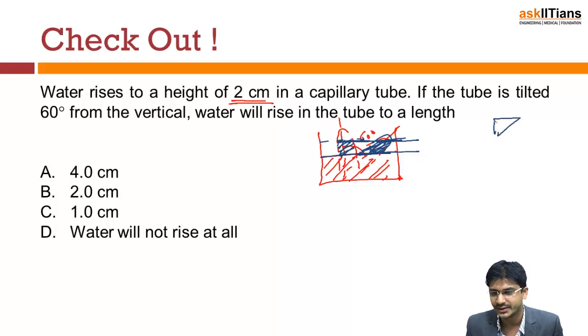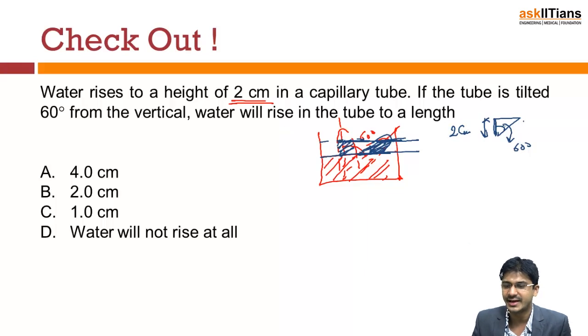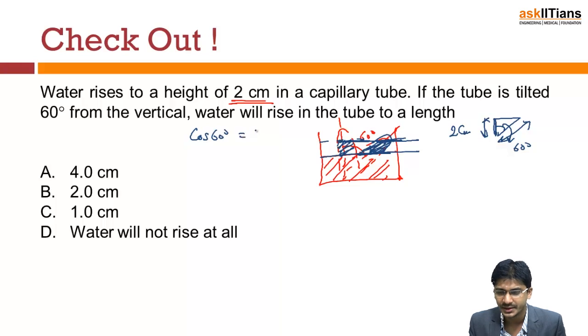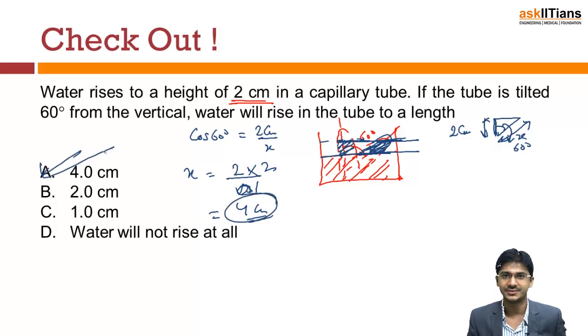So when you tilt it like this, the angle is 60, and this height was given as 2 centimeter. We have to find the length of the water in the tube, because now the tube is tilted like this. It is simply this. If we apply this, cos theta will be 2 centimeter by x, if I denote this length by x. So x will be 2 by cos 60. Cos 60 we know is root 3 by 2. Sorry, cos 60 is 1 by 2. So what you get is 4 centimeter. So the correct answer here is 4 centimeter.